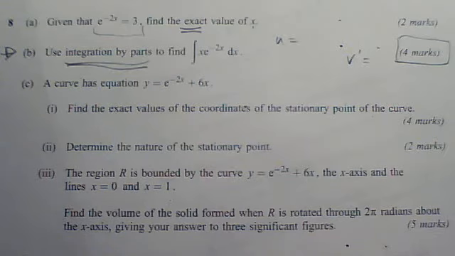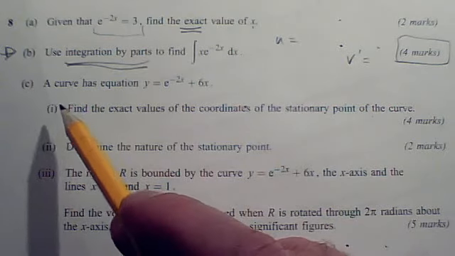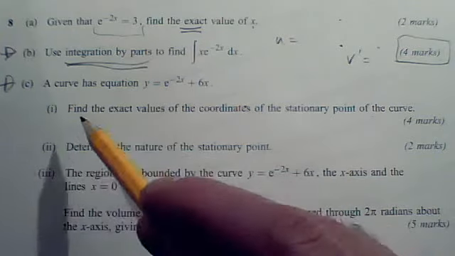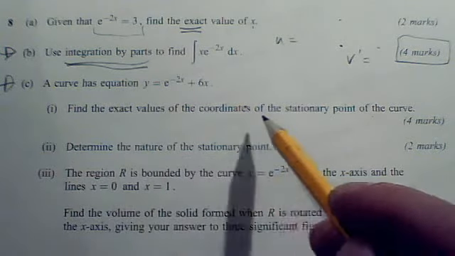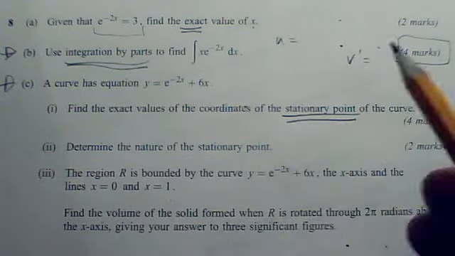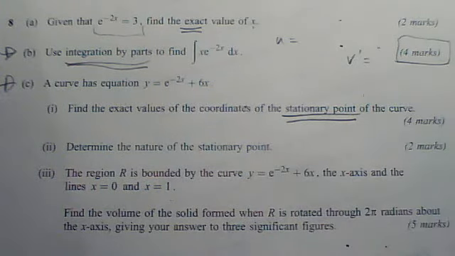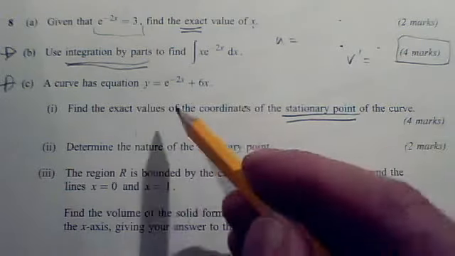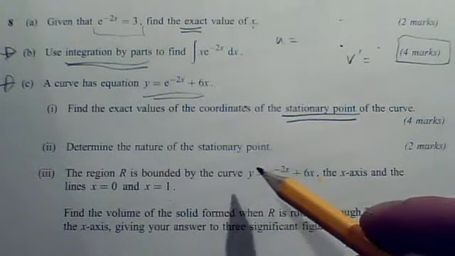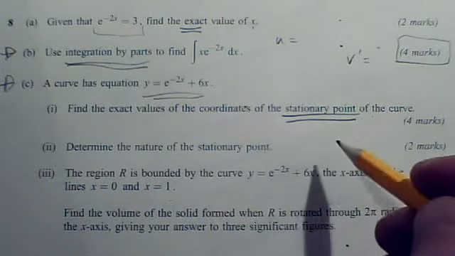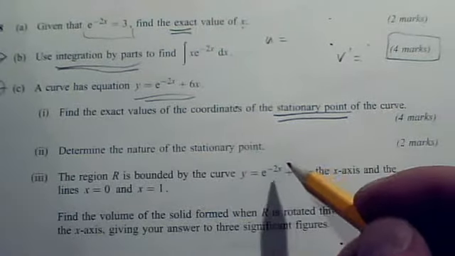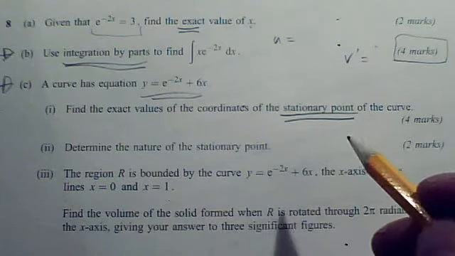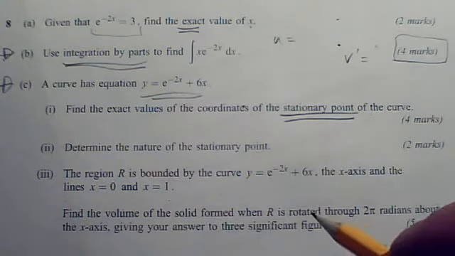And in part C, another re-entry point, completely in Core 1. Find the exact values of the stationary point. So stationary point means something. It goes back to Core 1. You shouldn't need me to tell you what you need to do to this y to find a stationary point. A stationary point is where a particular thing equals a particular value. You don't need me to tell you that, do you? Pause the video and write it down for yourself.